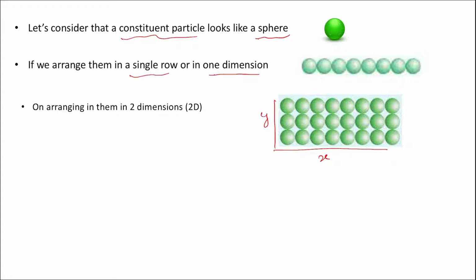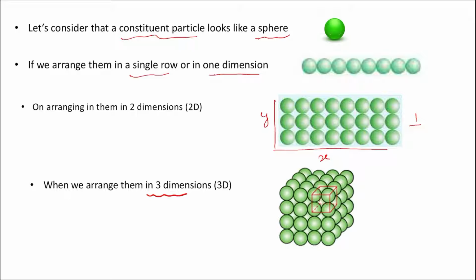Now if we prepare a number of layers, consider this as the first layer, and above this we pile up a number of layers, then it means we are arranging them in three dimensions. This three-dimensional structure will look like this. Now three dimensions means this is Z, this is Y, and this is X. It is a three-dimensional structure, and with three dimensions we are talking about space.